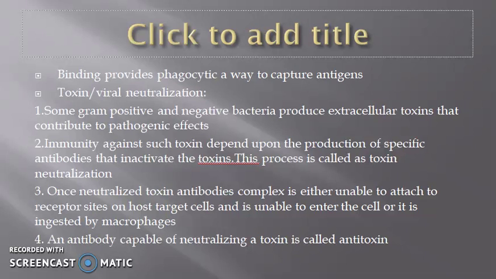Now once they are neutralized, the toxin antibody complex is either unable to attach to the receptor sites on host target cells and is unable to enter the cell, or it is ingested by macrophages. An antibody which is capable of neutralizing a toxin is called an antitoxin.